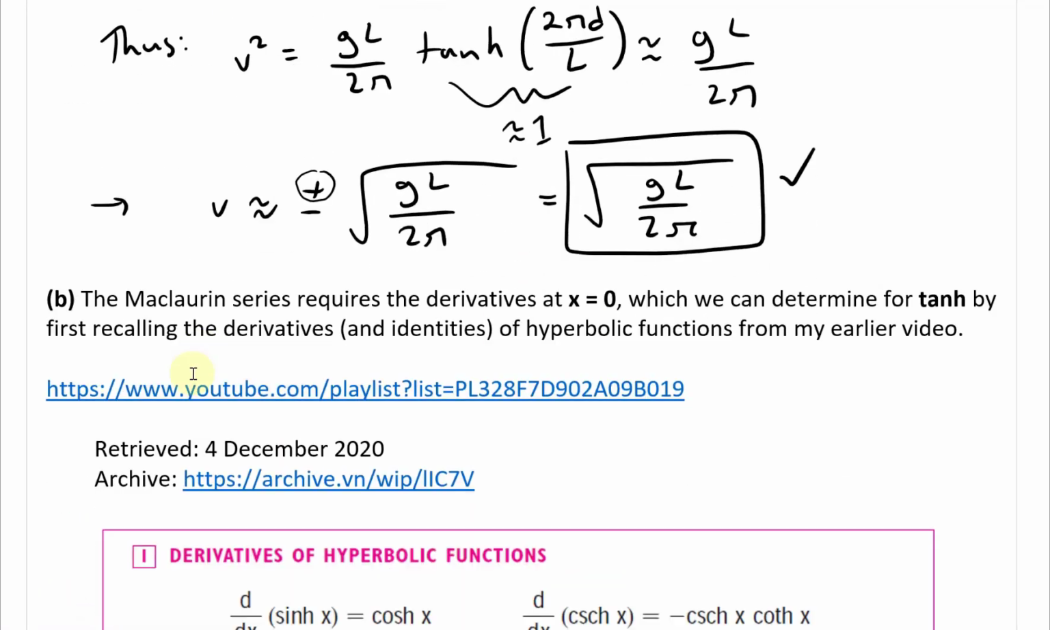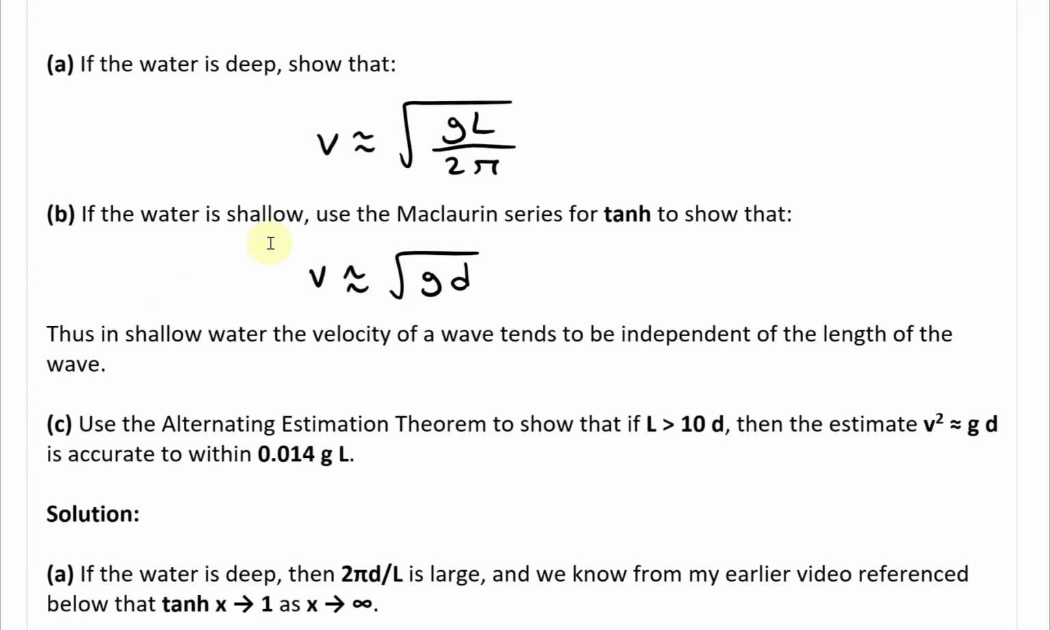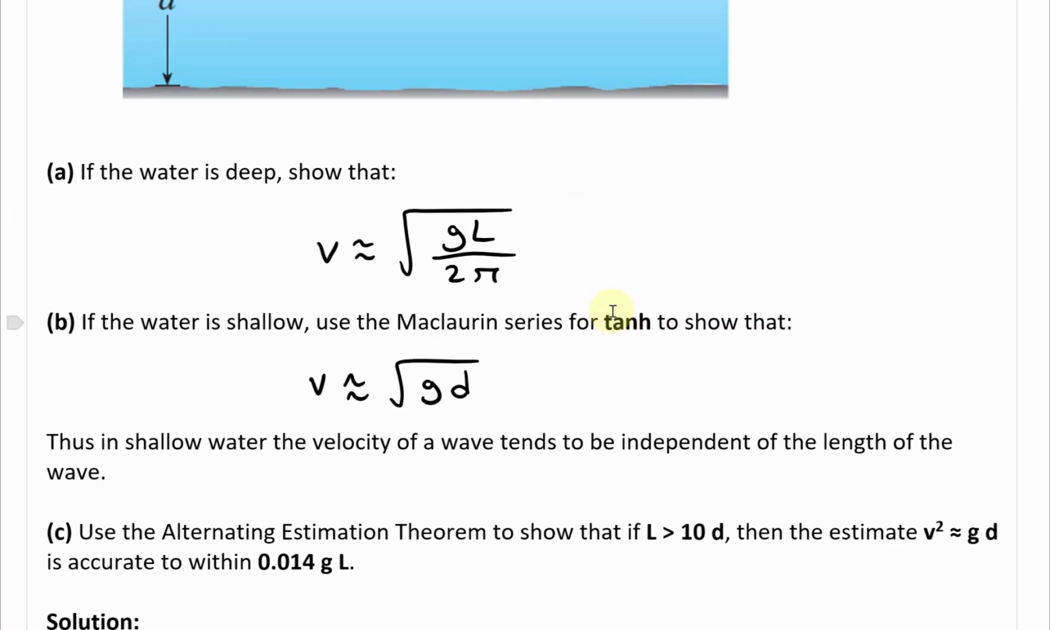Now let's look at part B. So let's scroll up to part B. It says, if the water is shallow, use the Maclaurin series for tanh to show that V is approximately equal to the square root of G times D. So with this approximation, we get rid of this 2 pi and the L. So it's not dependent on the length.